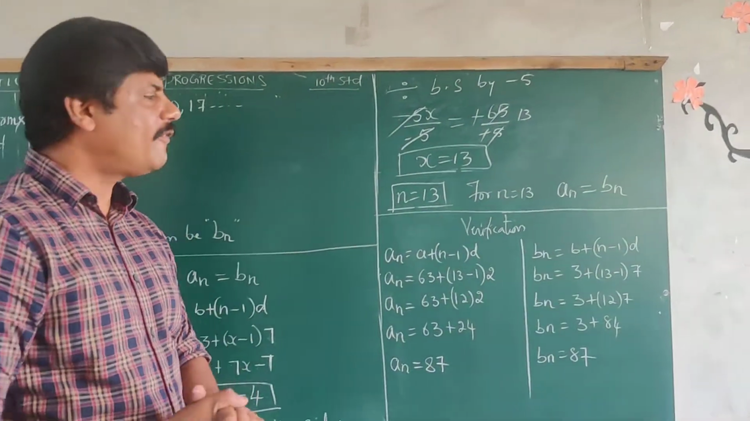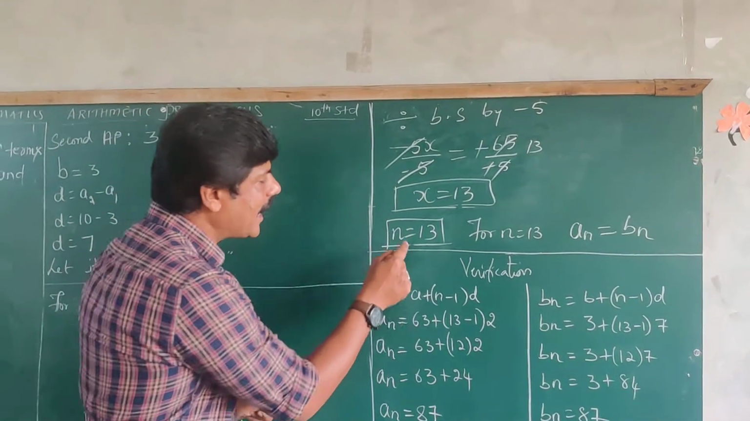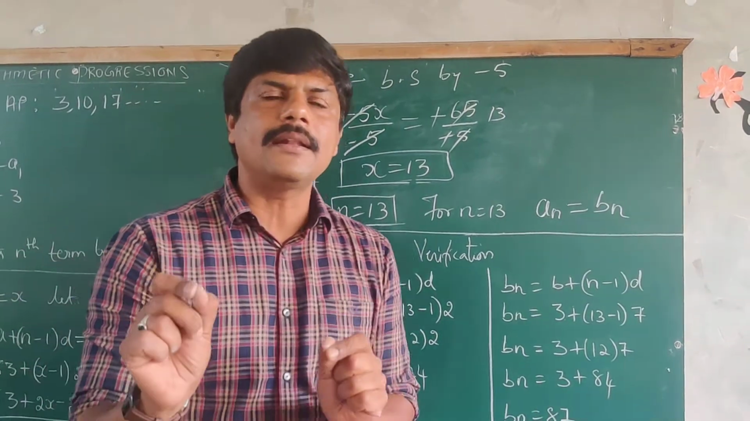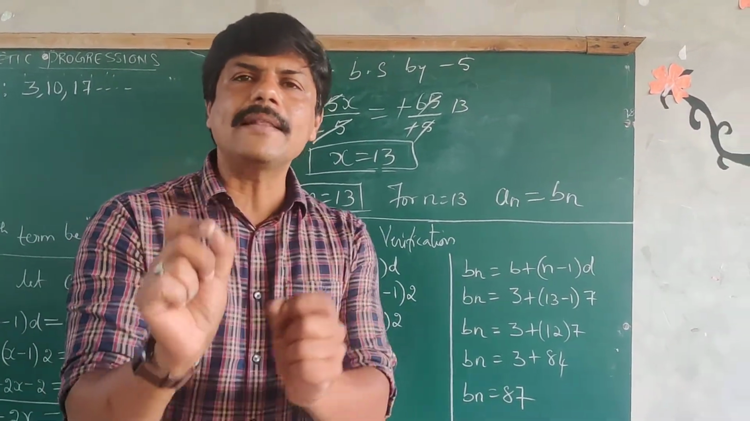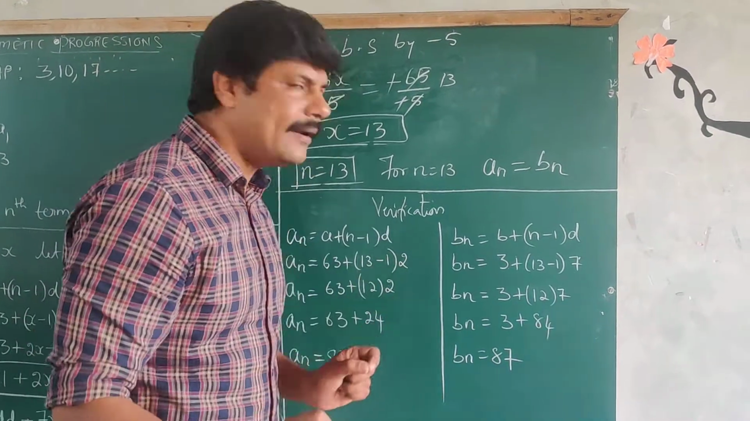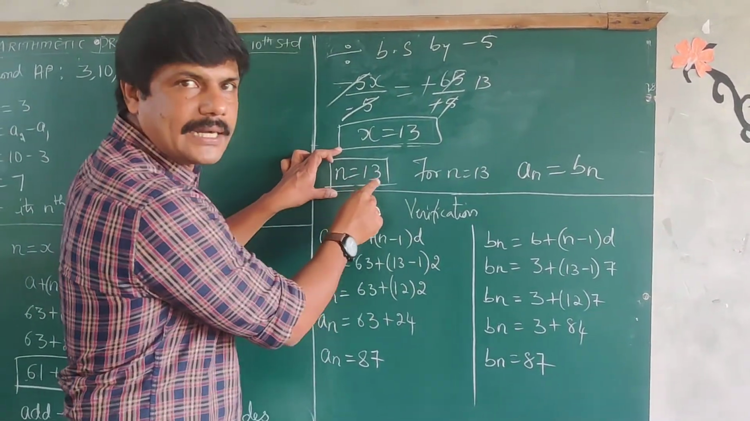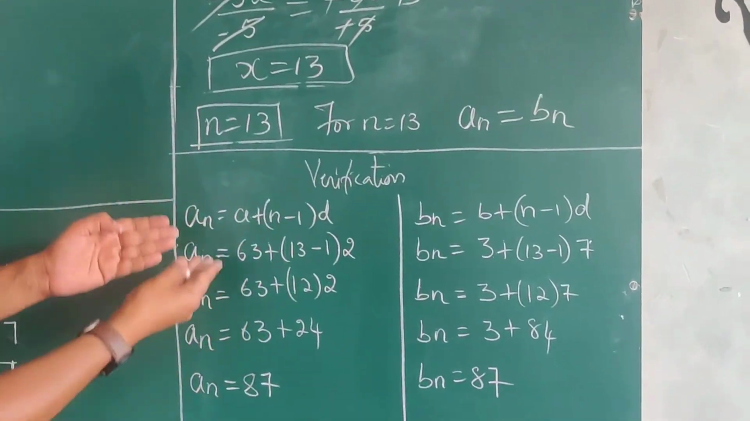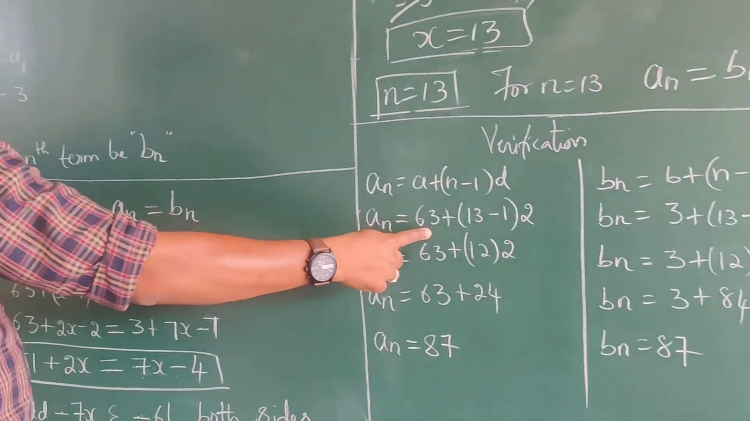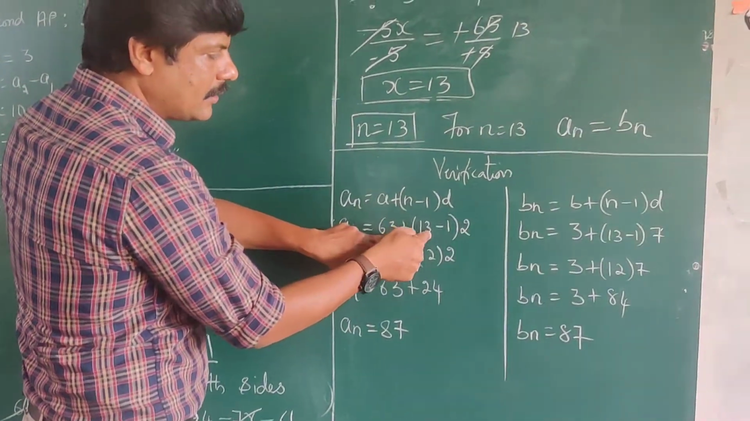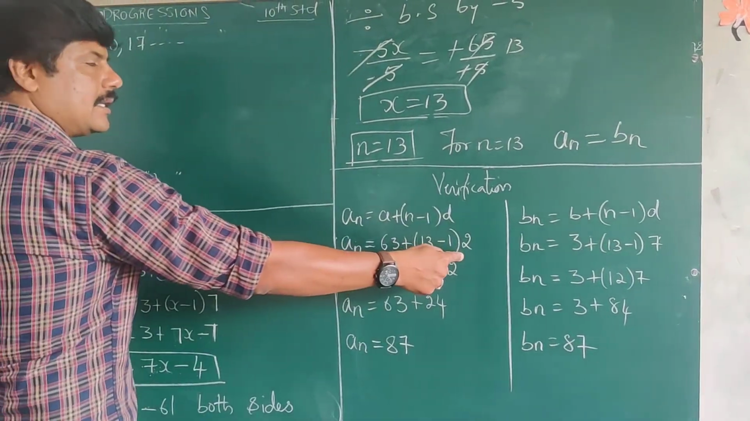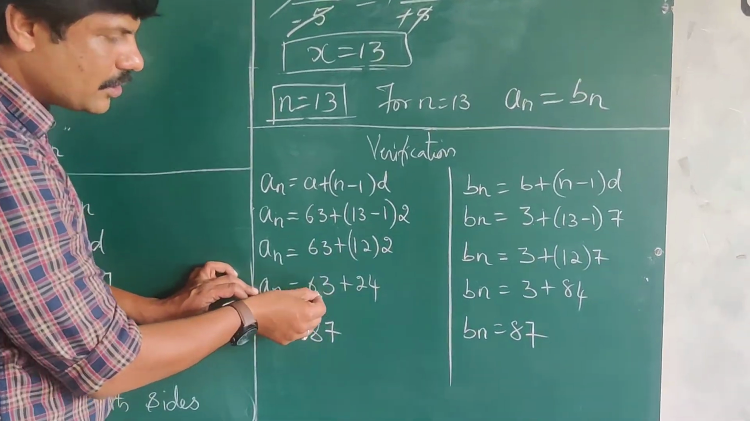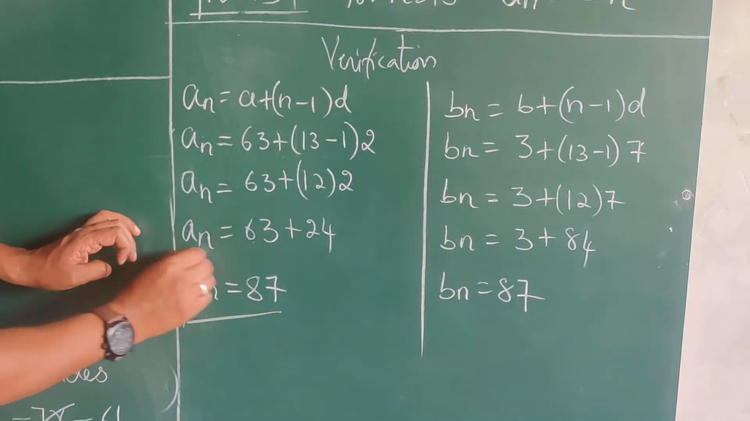Now verification. If you have doubt, substitute n equals 13 in the first and second AP. If you get the same value for the nth term, then the value n equals 13 is true. Now we'll see. an is equal to a plus n minus 1 into d. Substitute here 63, taking the data from there. 63 plus 13 minus 1 into 2, taken from the first AP. So an is equal to 63 plus 12 into 2. an is equal to 63 plus 24, which is 87.